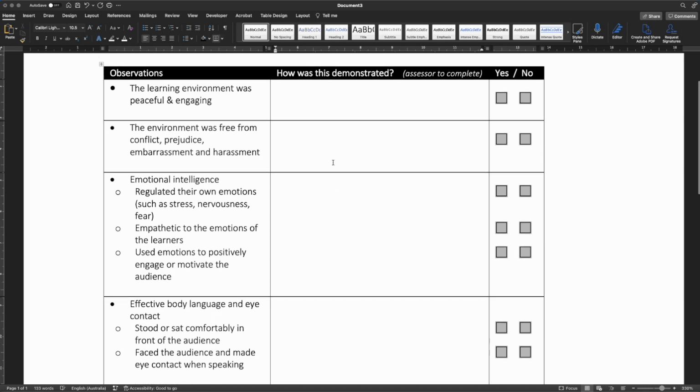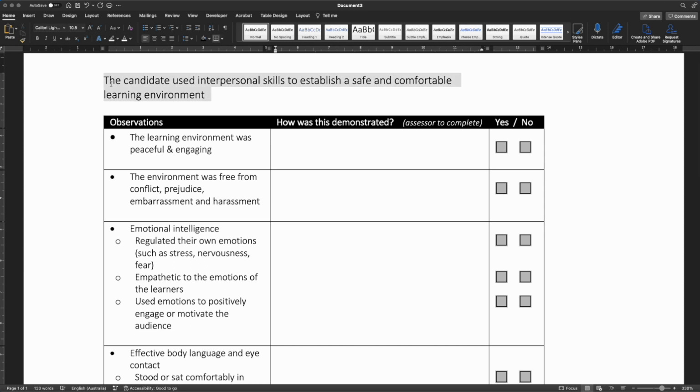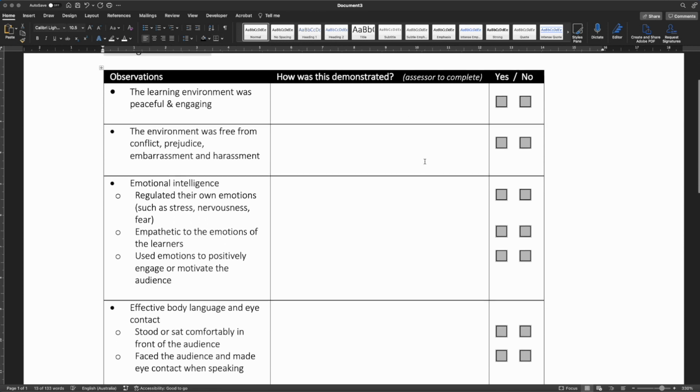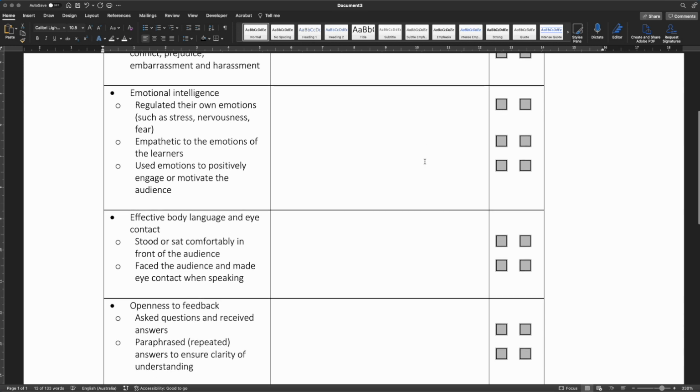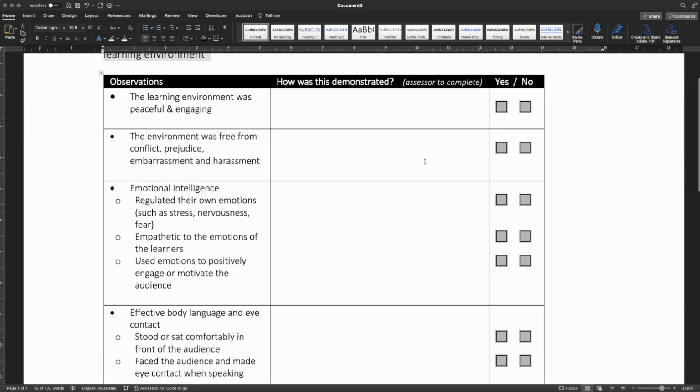So even though this was just one performance criteria, we have got several observations that we've broken this down into and provided space here for an assessor to write down how they observed the person doing that particular task. So if you think about creating an observation checklist as a way of verifying that somebody can do a job or a task, then you can understand why we need to go to this level.